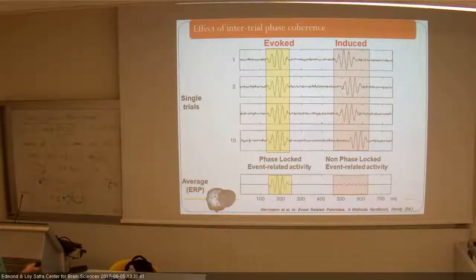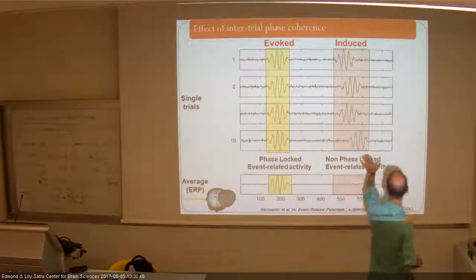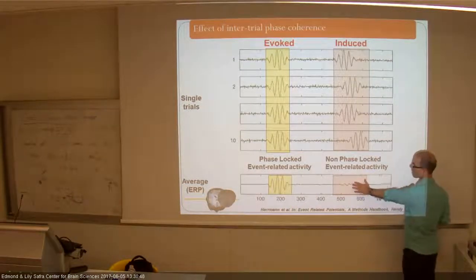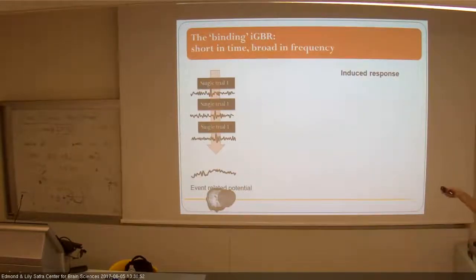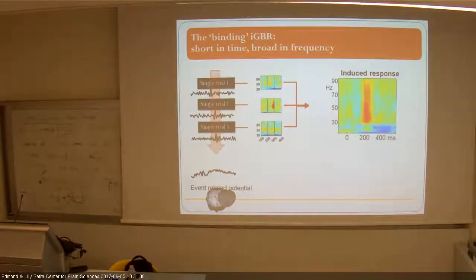Okay, so to get around this, to be able to recover this and not this, the way to do it is to take these single trials, not average them like here, but first calculate the time-frequency spectrogram from each trial, and then average those to get one average time-frequency map.